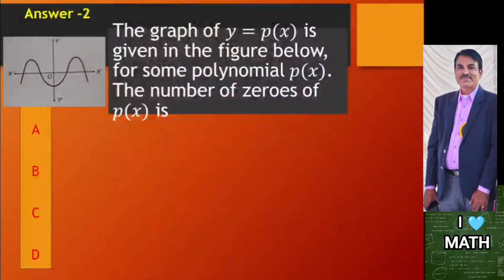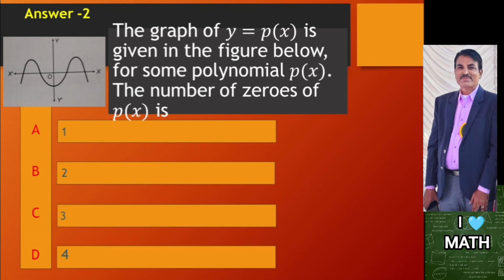Question number 2 says that the graph of y equal to p of x is given in the figure for some polynomial p of x. The number of zeros of the p of x is, here are the 4 options. In front of you there are 4 options, 1, 2, 3 or 4. With how many zeros are there? Please note down, we'll discuss the answer later on. Moving on to question number 3.